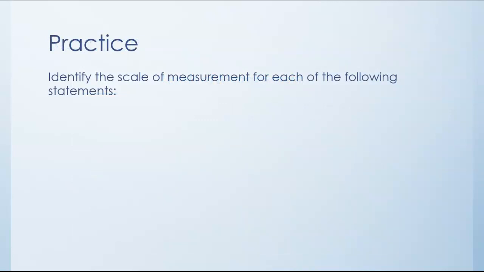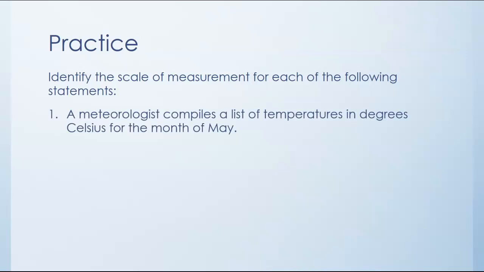So let's try a practice just a little bit. Let's look at our very first one. It says a meteorologist compiles a list of temperatures in degrees Celsius for the month of May. I've told you this a couple times because we've talked about temperature as an example. Remember that temperature is going to be quantitative because it is a measurement, and it is going to be interval because 0 degrees Celsius is not the lack of temperature. There is actually a temperature outside, so 0 has a value within our data set.